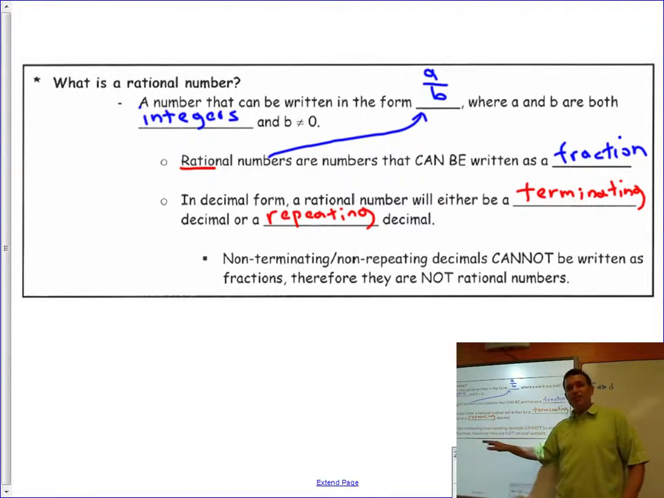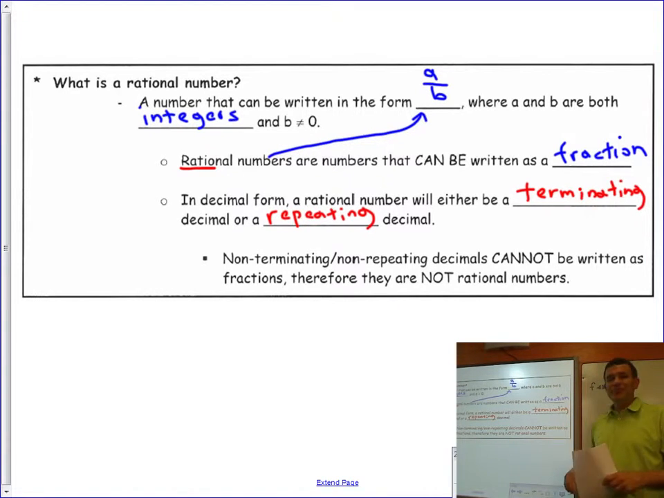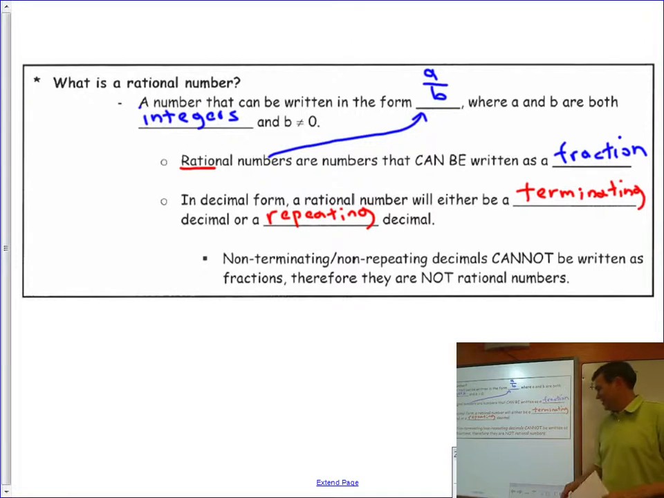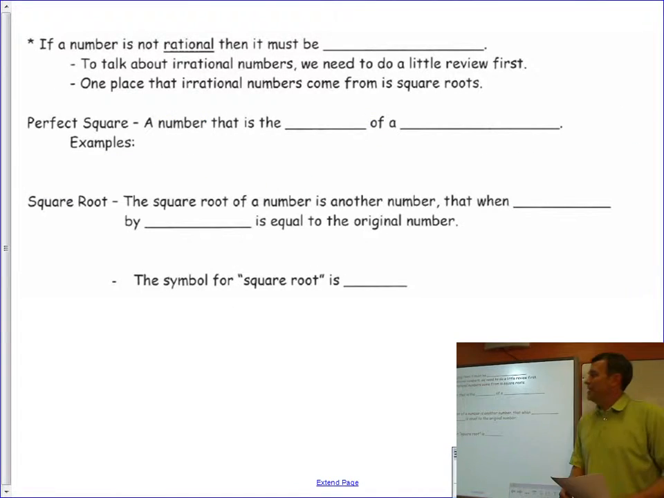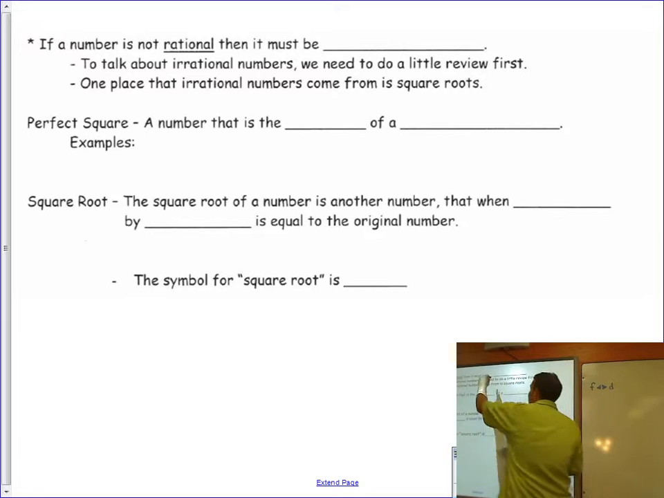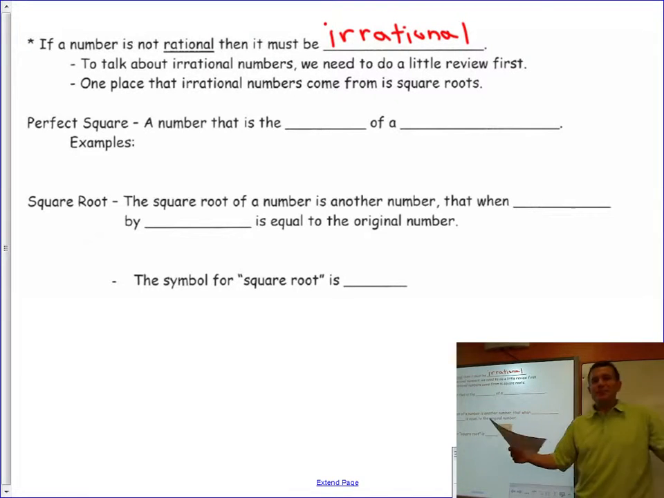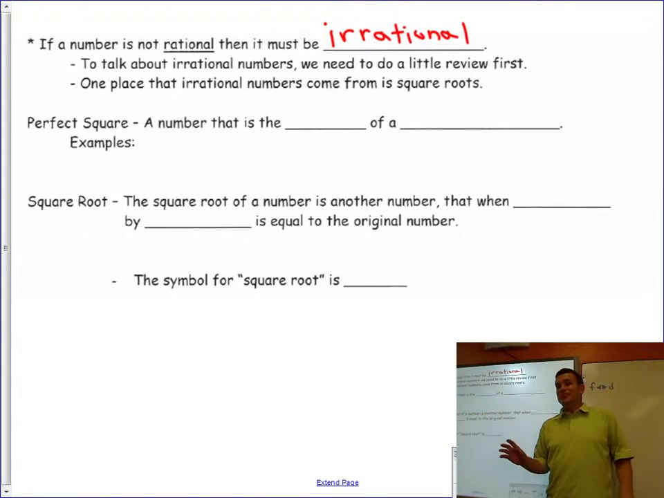Now, non-terminating, non-repeating decimals cannot be written as fractions. So they will not be rational numbers. In fact, they will be irrational numbers. If a number is not rational, then it must be irrational. Those are the only two types of numbers. Well, I shouldn't say that. Every real number is either going to be one of those two types, rational or irrational.